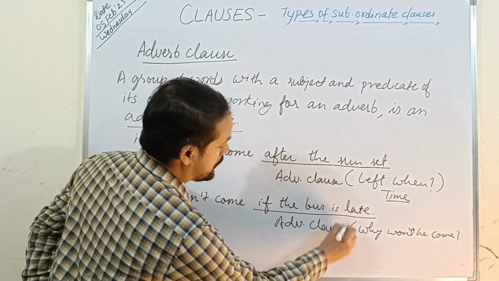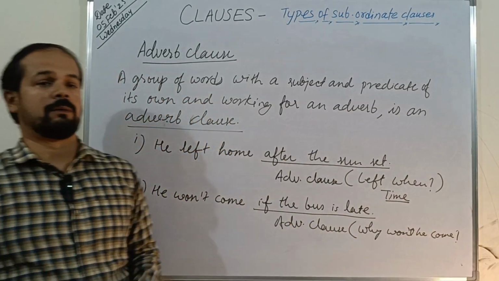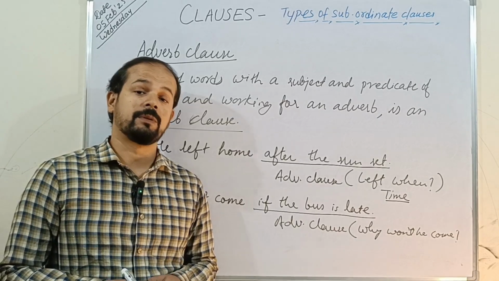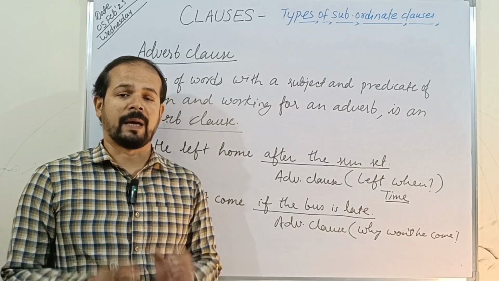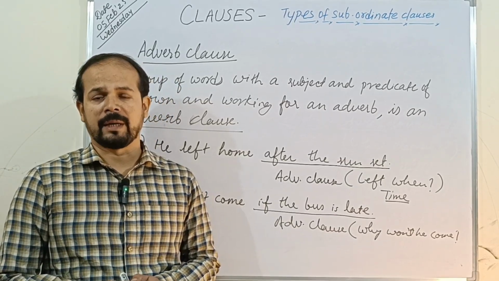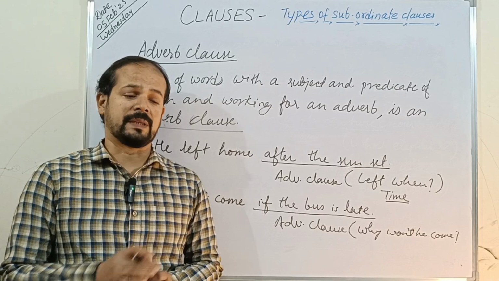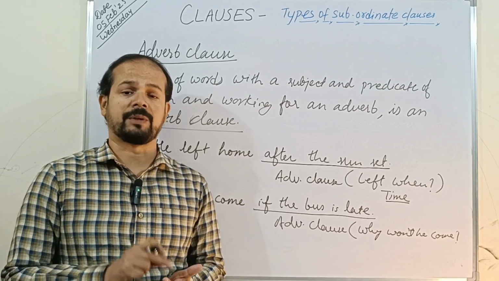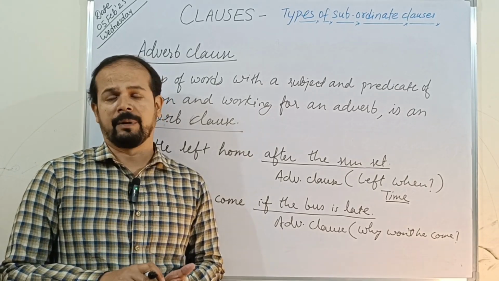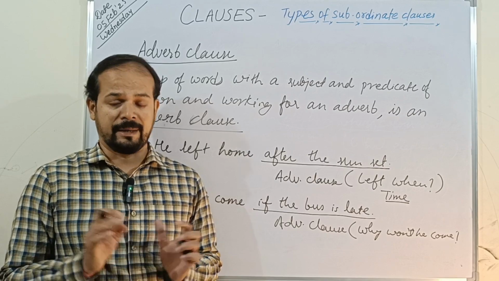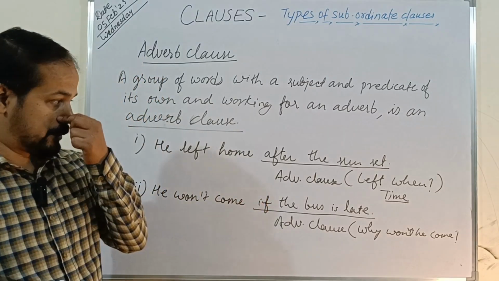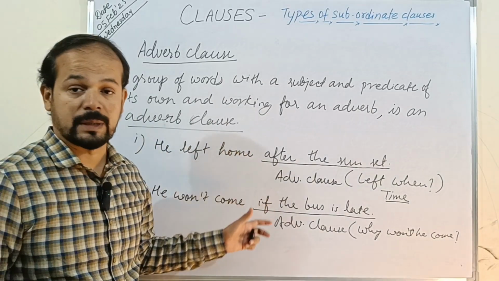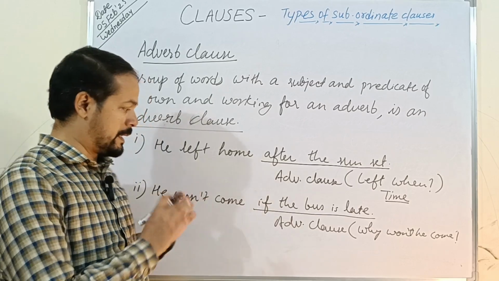Right, so the function of an adverb is to tell us about time, place, manner, reason, condition. When we understand the basic questions of these parts of speech, noun, adjective and adverb, we will be able to identify the clauses also, and what function these subordinate clauses are doing. I hope things are clear to you.